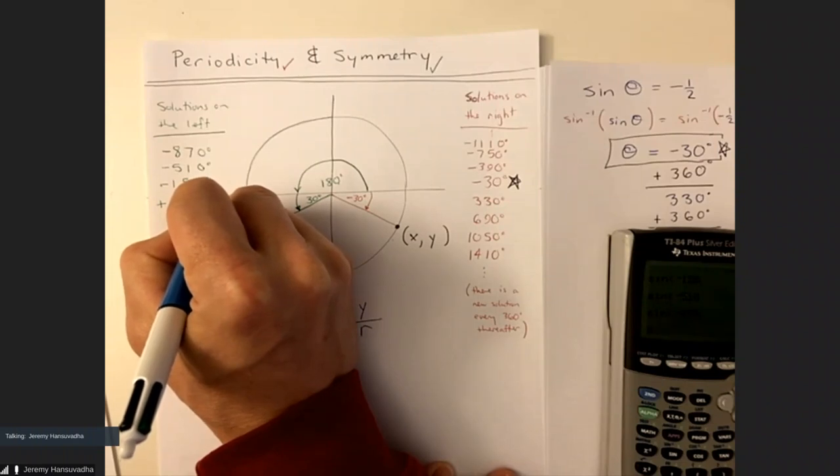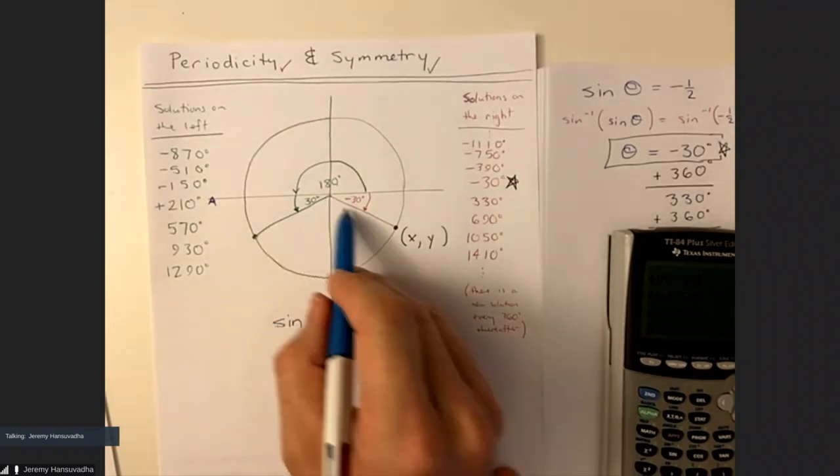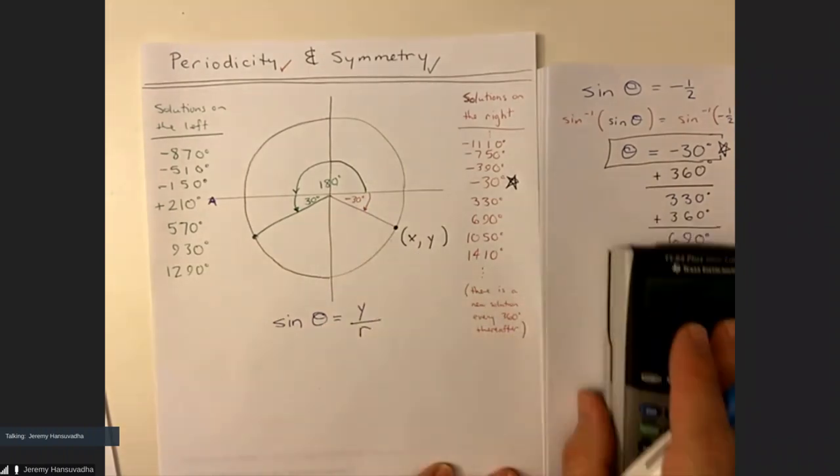Let me put an A beside that. 210 right here is symmetrical to this, which is negative 30 degrees. But how much would it be on a positive side?